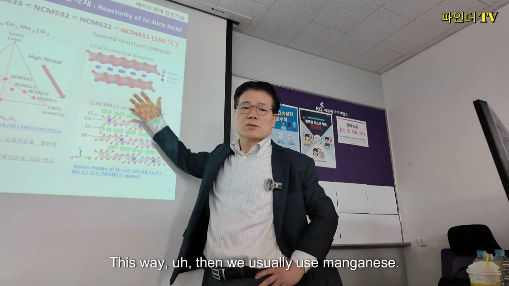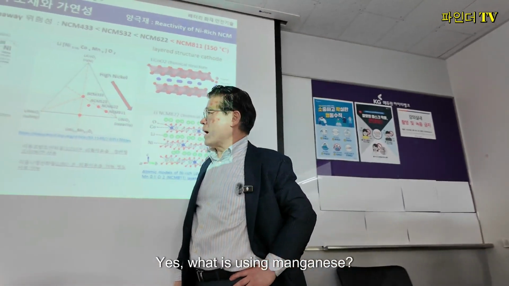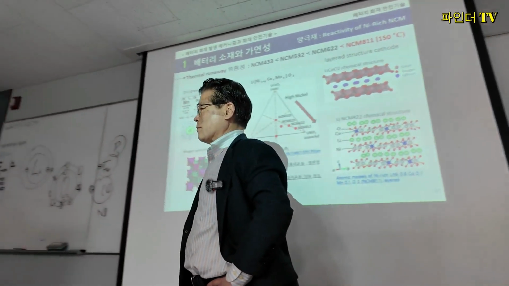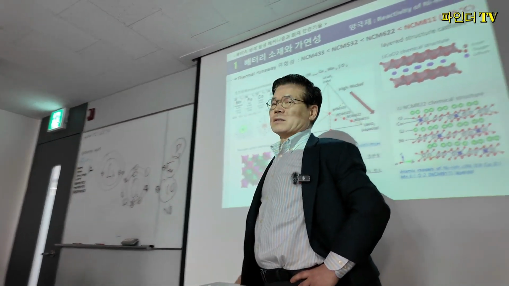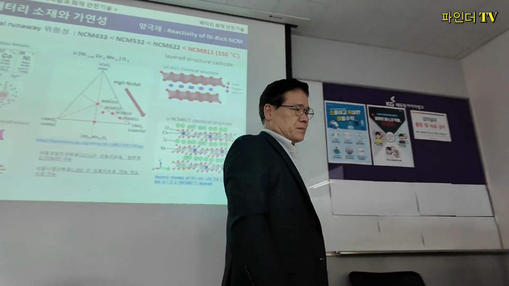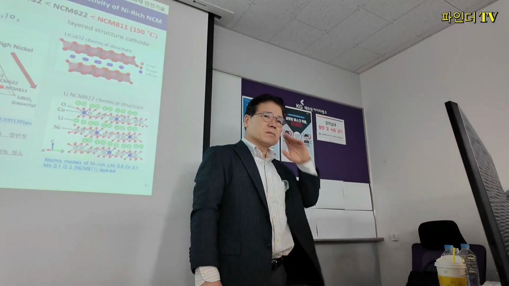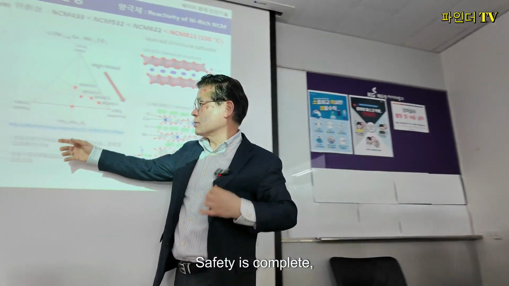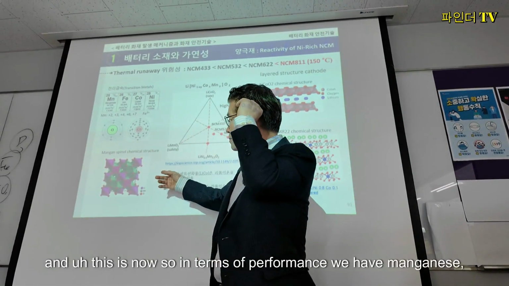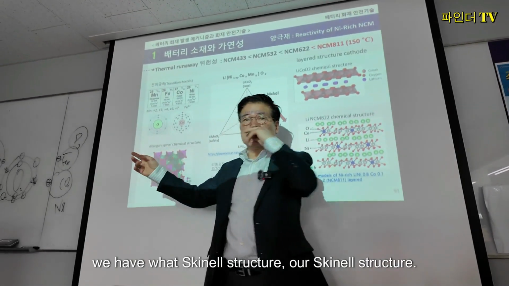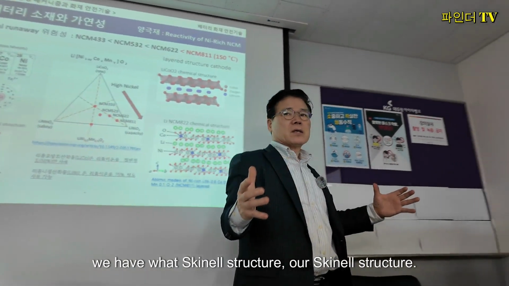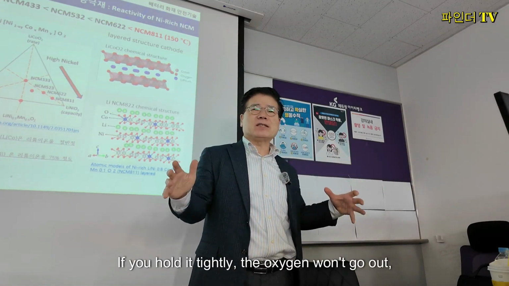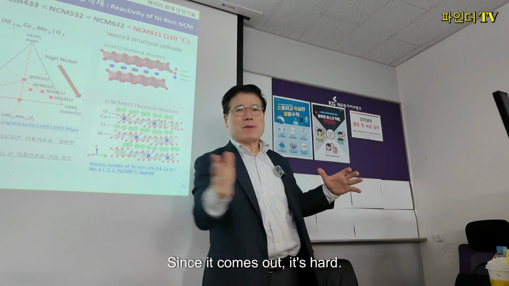This way, then we usually use manganese. What is using manganese? There is a saying that manganese is safe. Safety is complete. So in terms of performance, we have manganese. We have what? Spinel structure. Our spinel structure is not layered, so it's different. If you hold it tightly, the oxygen won't go out, so the performance will go down instead. Since it comes out, it's hard.